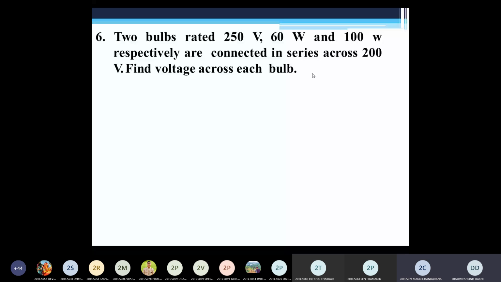Then what is the voltage? 124.9 for the first. Yes. Second? 75. Yes, very good. First is 125, second is 75. Did all of you get this answer?